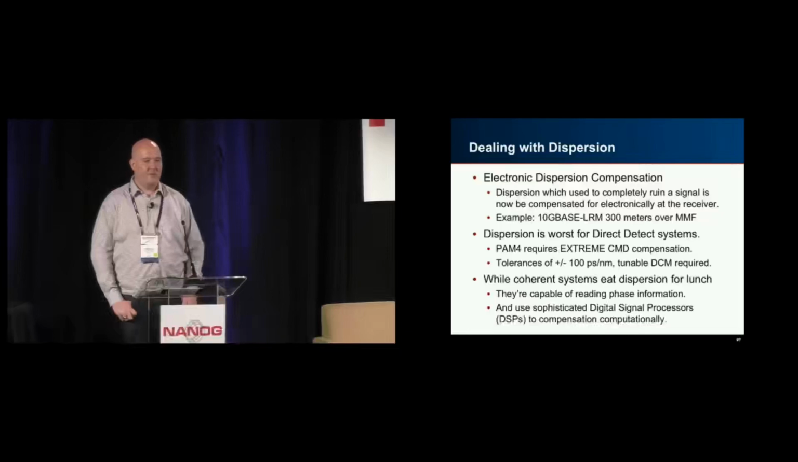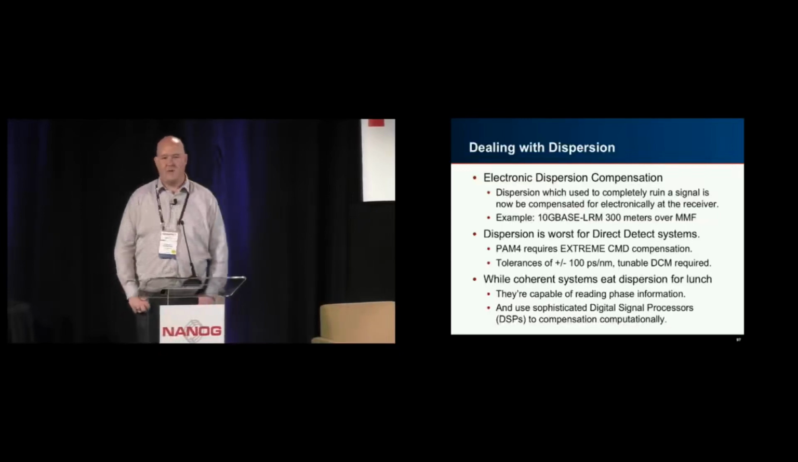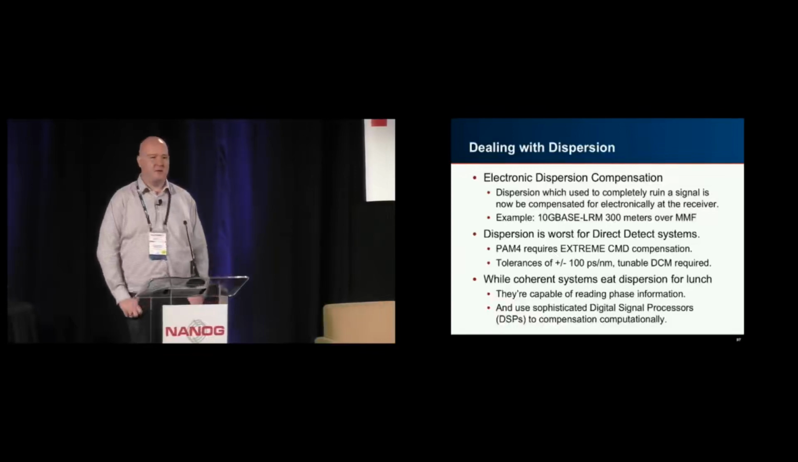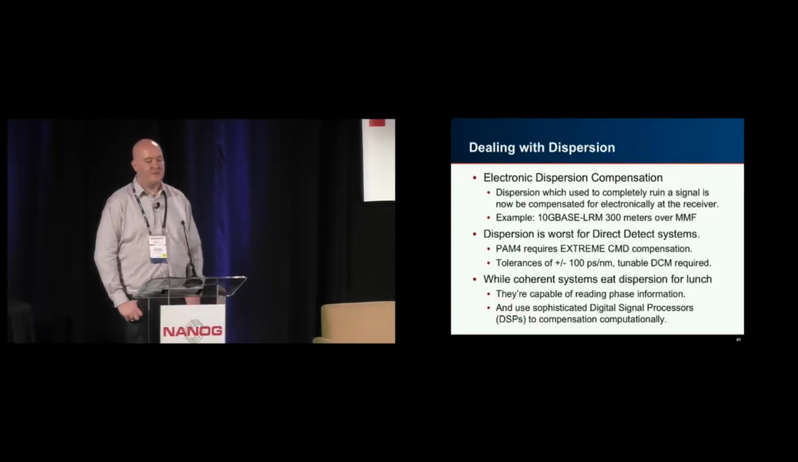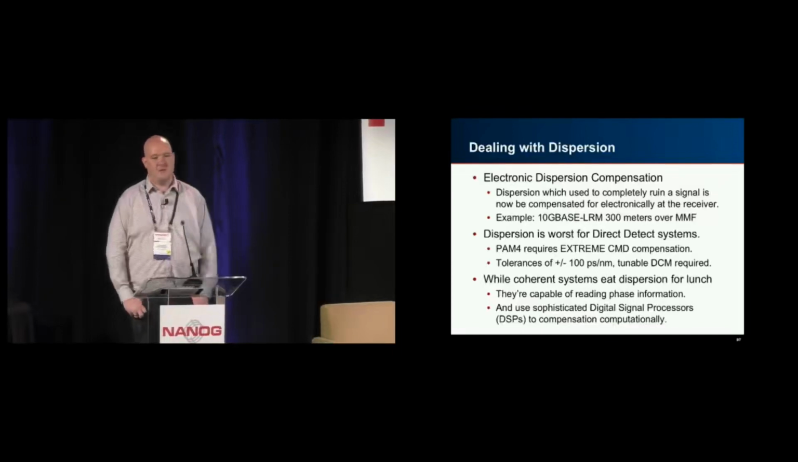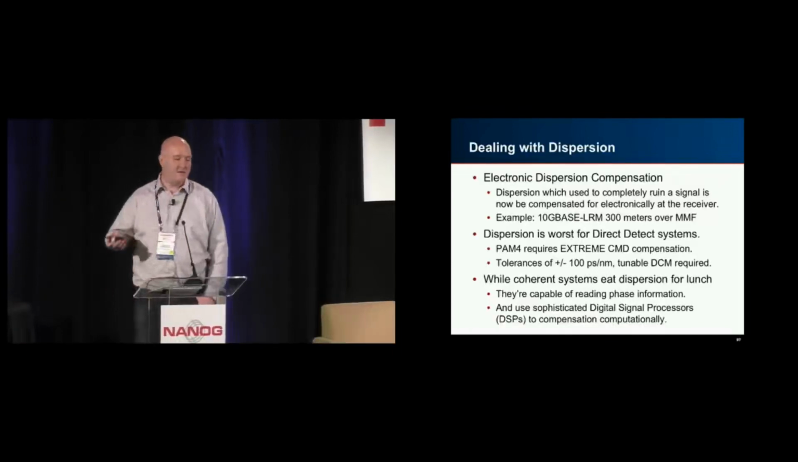For example, when we created standards like 10GBASE-LRM, we were able to do 300 meters of 10 gig over multi-mode fiber. That was all done by introducing electronic dispersion compensation. But dispersion is the worst for direct detect systems, and like I said, PAM4 is very finicky. Today, with the dual 56 gigabaud channel systems that are out there, you need a tolerance of plus or minus 100 picoseconds per nanometer. So you need interactive, tunable dispersion compensation and all kinds of other properties that go into making this work.